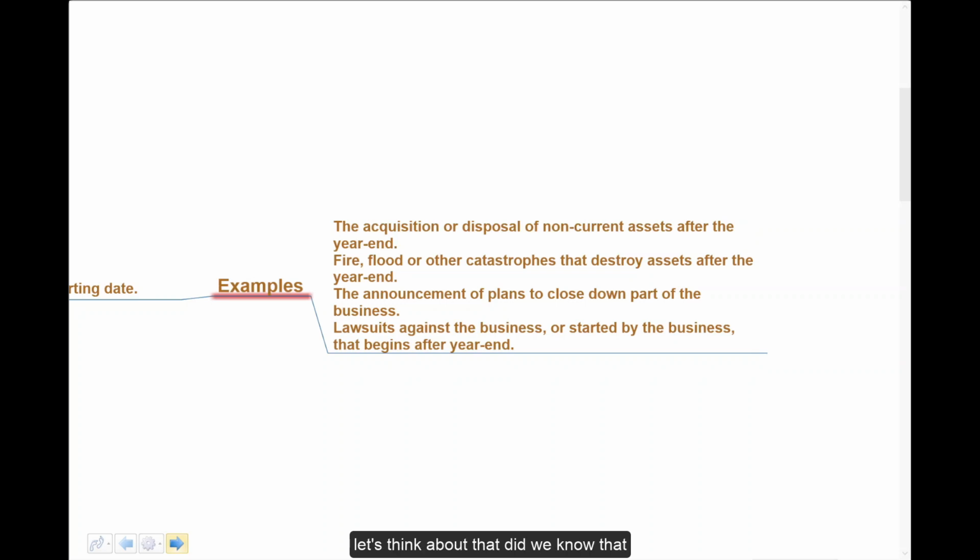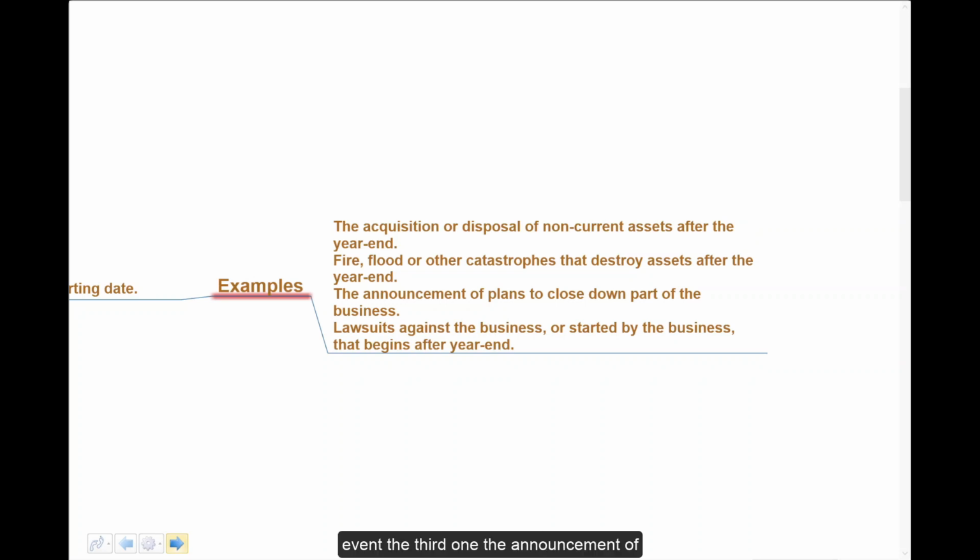Now, let's think about that. Did we know that there was a possibility of fire? Well, maybe we're insured. But strictly speaking, there was no condition or issue that existed prior to the reporting date, prior to the balance sheet date, that links in with the fire a couple of months after it. We can't go back to the accounts now and write them down and say, well, we should have known. Absolutely not. That's a non-adjusting event.